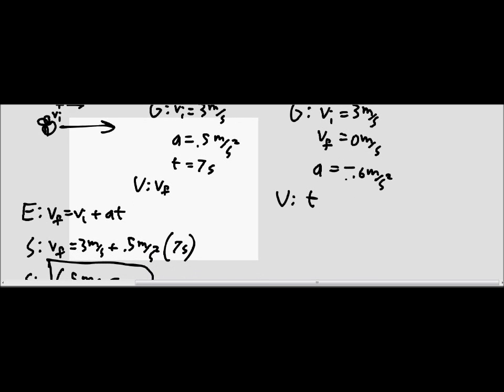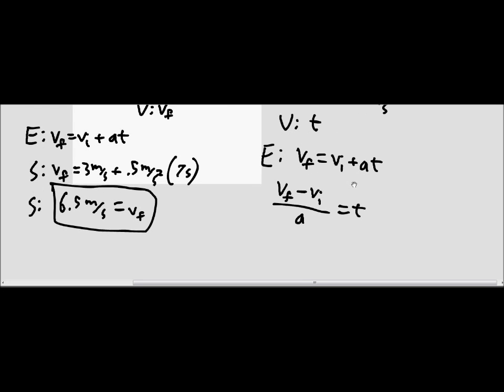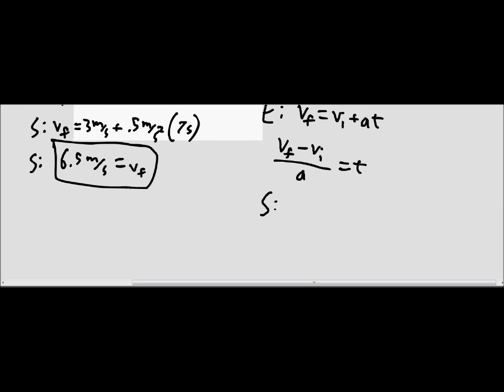And if you look at all the information we have, you would see that once again the same equation is going to be useful for this. So you've got velocity final is equal to velocity initial plus acceleration times time. And if we get this to a working equation, we end up with velocity final minus velocity initial divided by acceleration is equal to the time it takes for him to stop. So when we substitute in our values, we have 0 meters per second minus 3 meters per second over negative 0.6 meters per second squared.